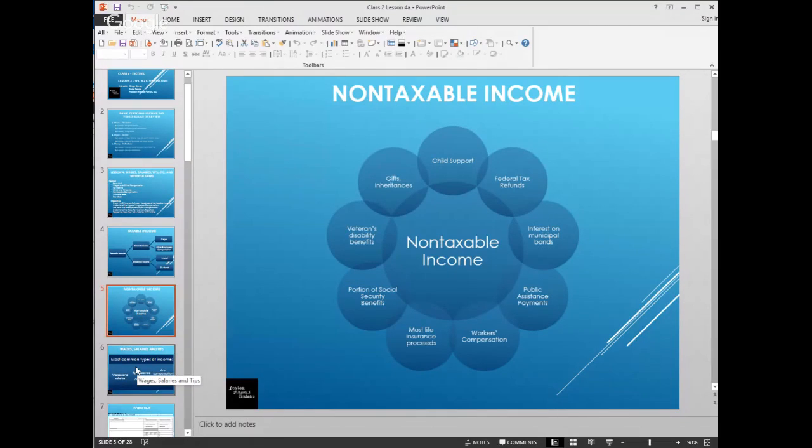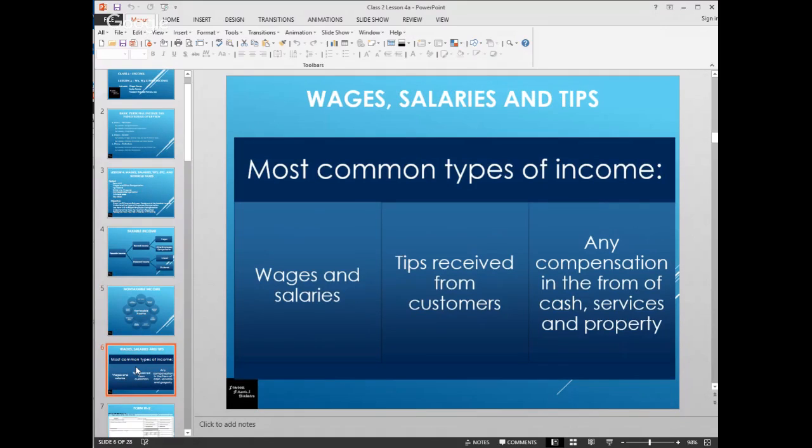So there are several types of income that would not be considered taxable, and it's important when we are working with people's income tax that we understand the non-taxable components as important, if not more important, than understanding those that are taxable. So we're going to talk about wages, salaries, and tips. This is the most common type of income, and really what we're talking about is any type of compensation that's in the form of cash, services, and property.